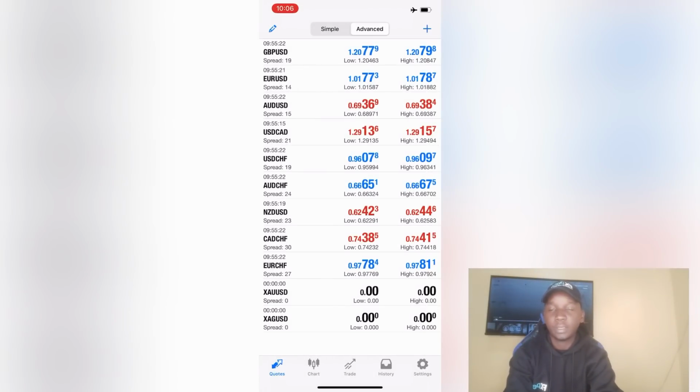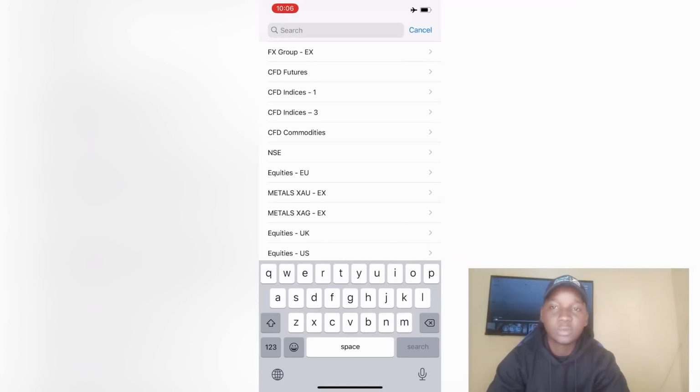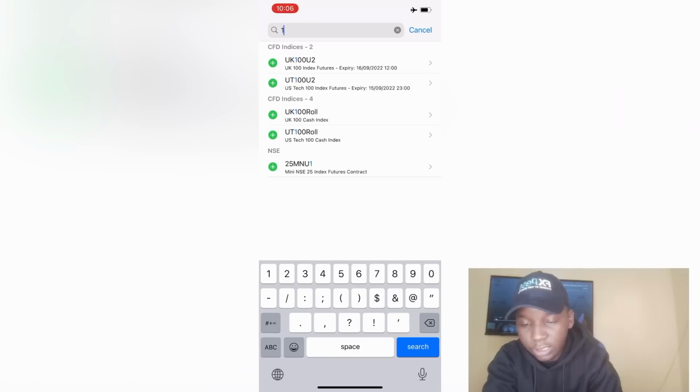Okay, now we are going to add the indices one by one. Okay, let us follow through. So I tap on my plus sign, and then I'm going to search for NAS 100. We said NAS 100 has several names, and with our broker FX Pesa, NAS 100 is known as UT100 roll. So I'm just going to search 100 and it is okay.